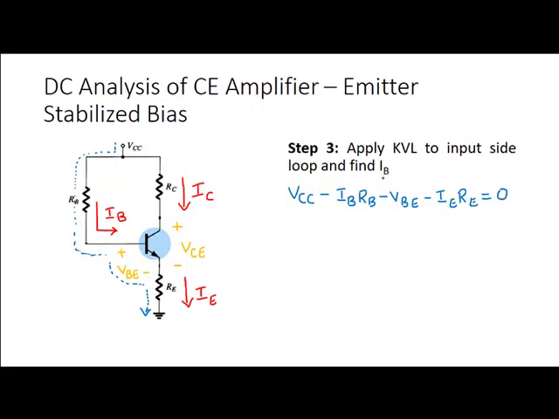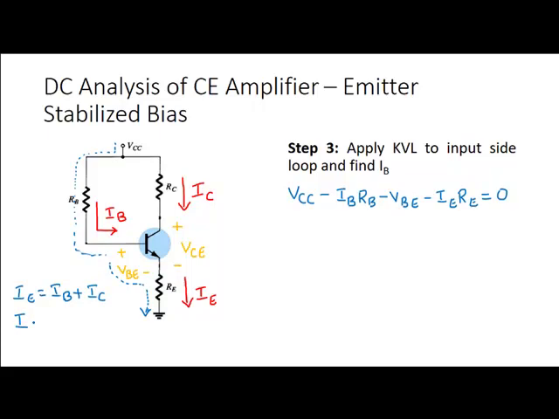Okay, the goal is to find the current IB. So VCC is a known quantity, VBE is a known value which is 0.7 in case of silicon transistor, RB is known, RE is also known. The only unknown quantity is IE. Of course, I'll have to find out IB, but I'll have to get rid of this term IE. So I will rewrite IE in terms of IB. That can be easily done. In a transistor, we know that IE is equal to IB plus IC.